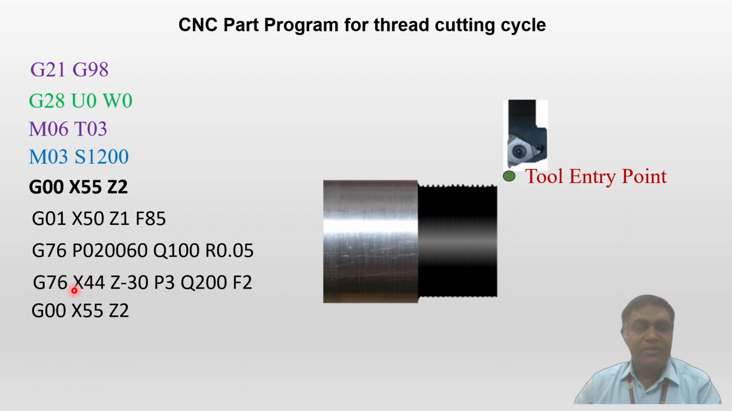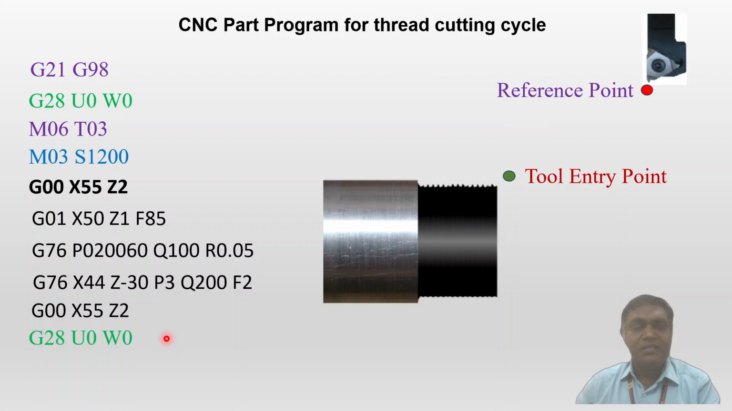The tool has cut up to the core diameter 44. Then the tool is sent again to the tool entry point that was initially defined. After that we send the tool again to the reference point, with G28 U0 W0. Then spindle stop M05, and M30 is program end and rewind.